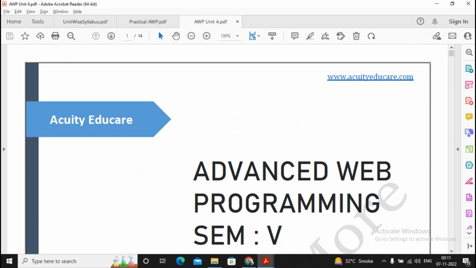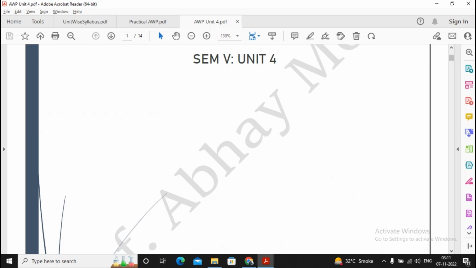Important points from the theory exam point of view: introduction, main content, and conclusion must be there when you are writing the answer for these questions of Unit 4.